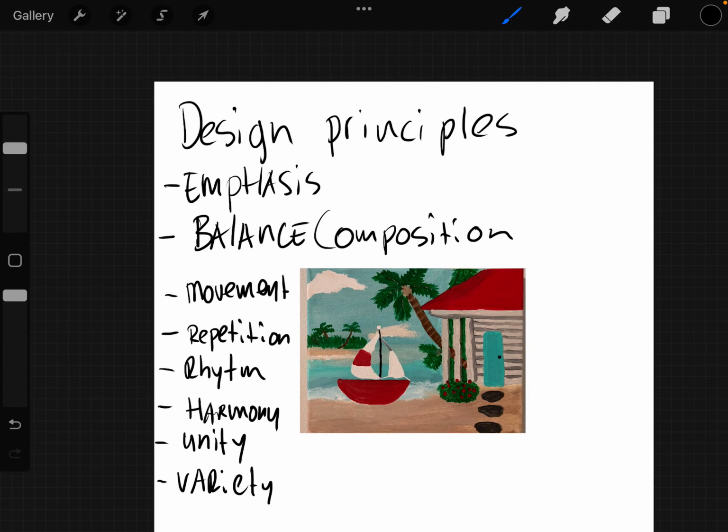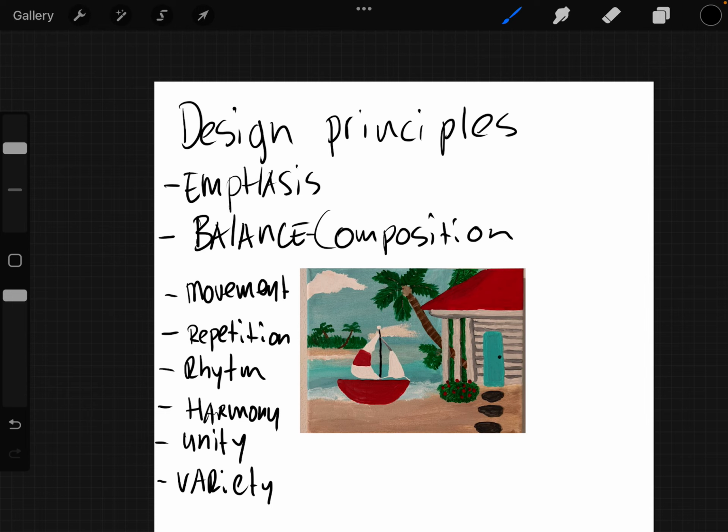Okay, we continue, ladies and gentlemen. So we've talked about or discussed all the design elements. So now we're moving on to design principles. So there are the following ones. There's emphasis, there's balance or composition, there is movement, repetition, rhythm, harmony, unity, and variety, right?